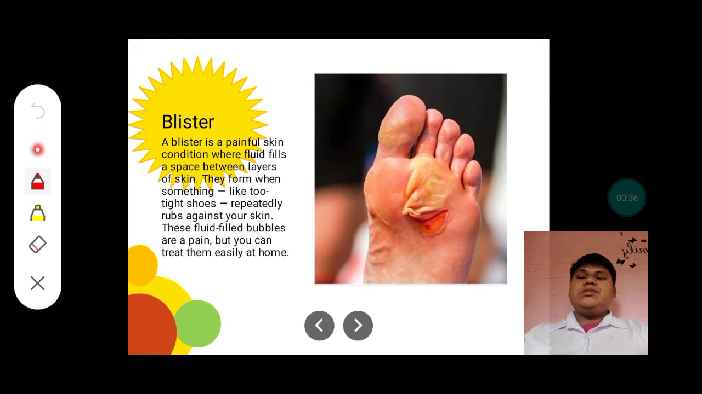Okay, first is blisters. A blister is a painful skin condition where fluid fills a space between layers of skin. They form when something like tight shoes repeatedly rubs against your skin. These fluid-filled bubbles are a pain, but you can treat them easily at home.